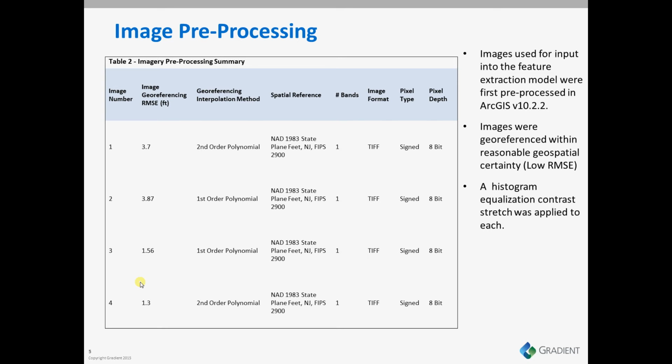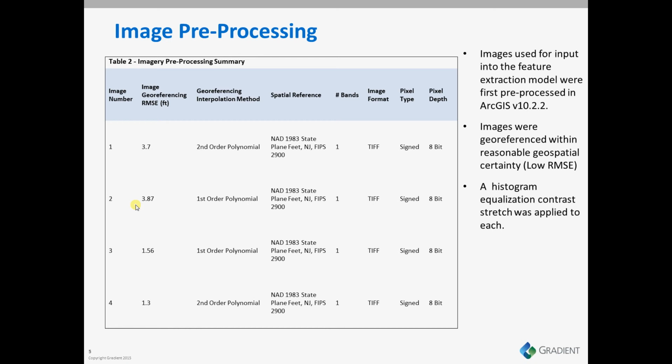And the first step is pre-processing. For the project, I used 4 images. The first step is to bring them into geographic rectification. This particular project's in New Jersey. And so I like to track how well the image comes in with the root mean square error in feet. And you can see that it varies a bit, but we're well under 4 feet, and we could probably improve that a little bit too.